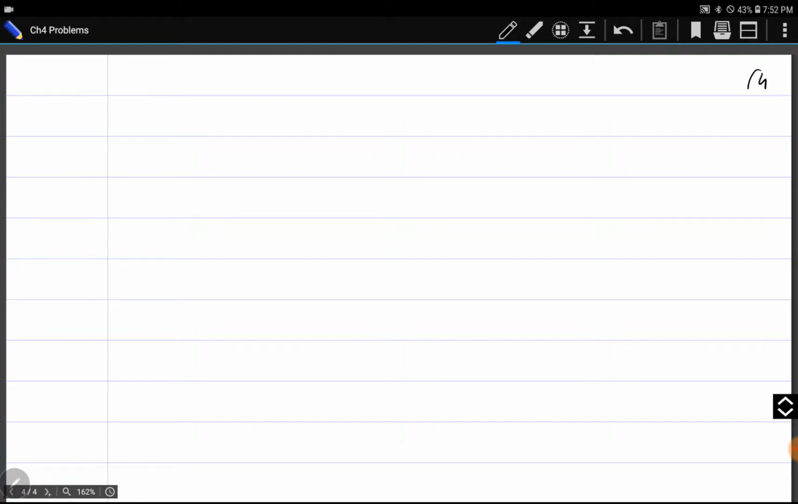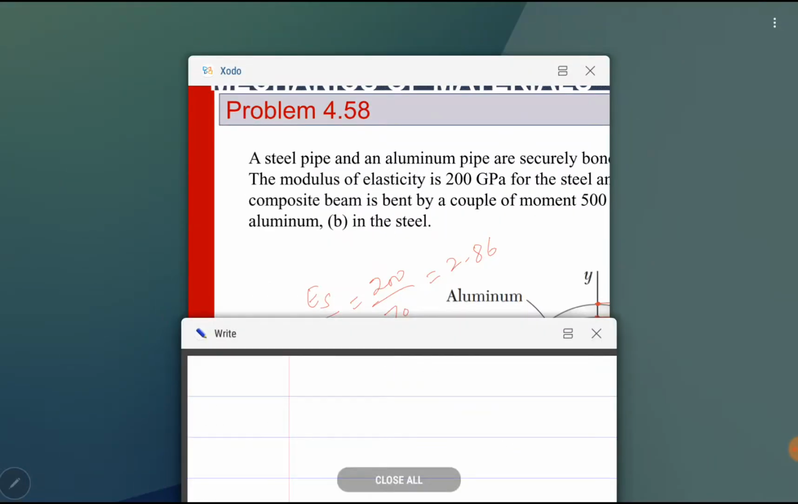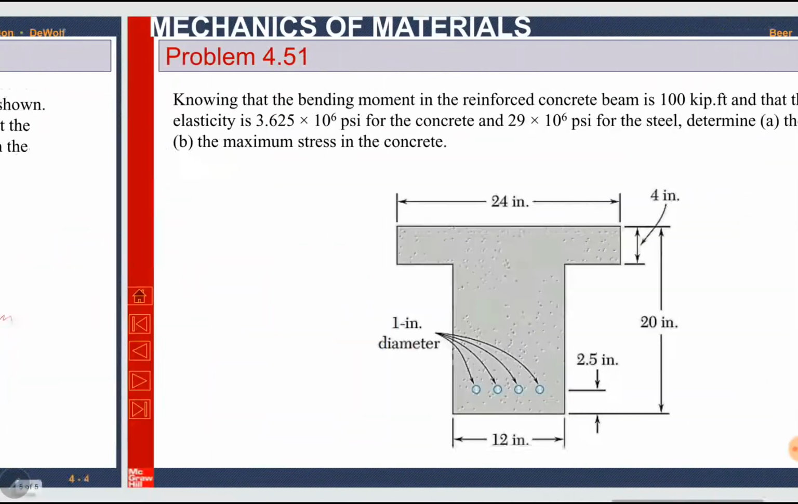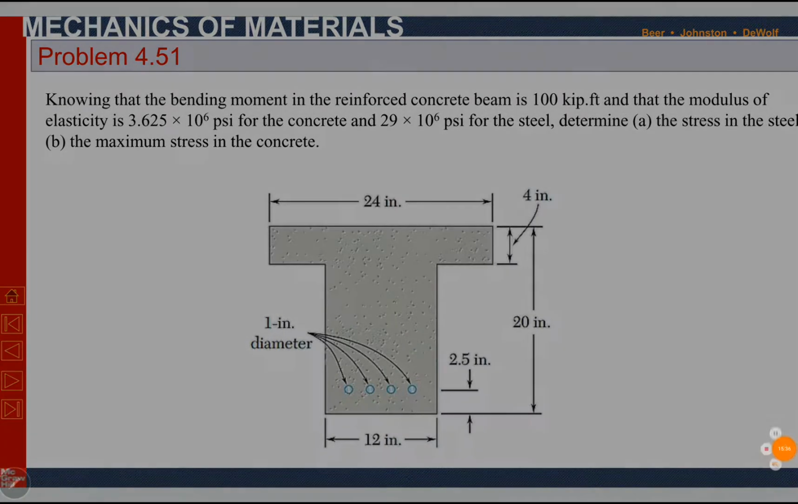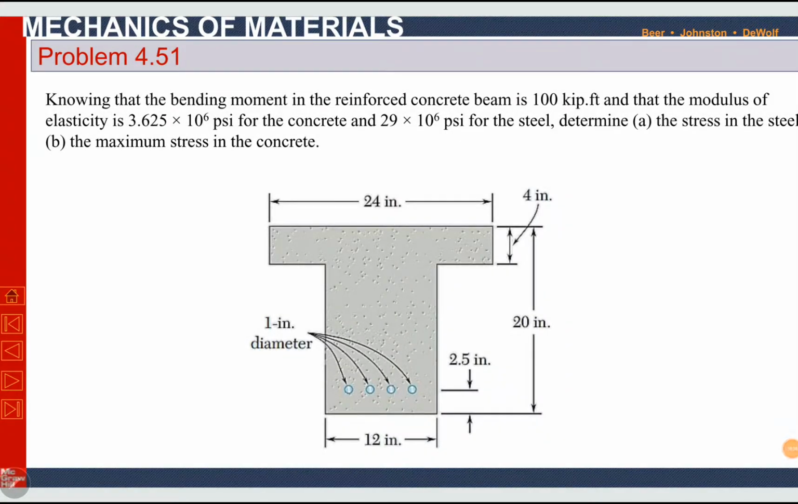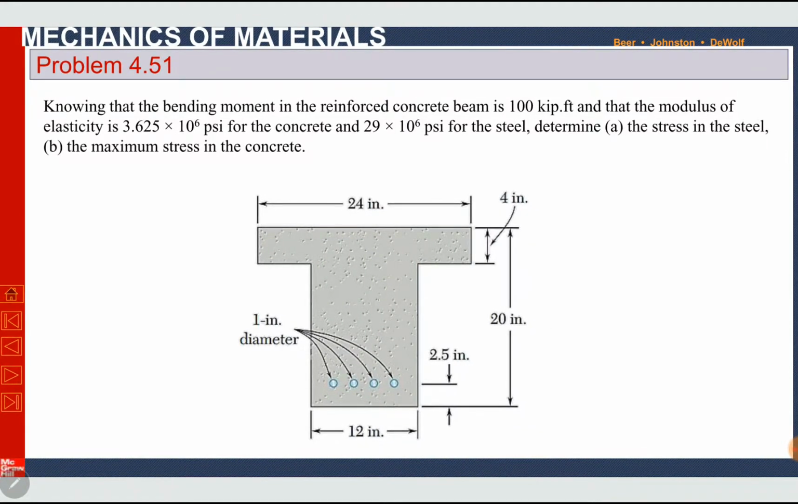which I have chosen for this lecture is problem 451. This is a reinforced concrete beam. Knowing that the bending moment in the reinforced concrete beam is 100 kip-feet, and that the modulus of elasticity is 3.625 into 10 power 6 psi for the concrete and 29 into 10 power 6 psi for the steel. Determine the stress in the steel and the maximum stress in concrete.